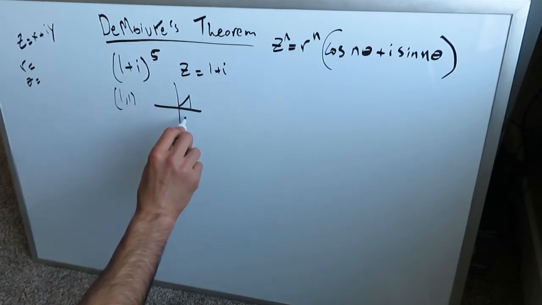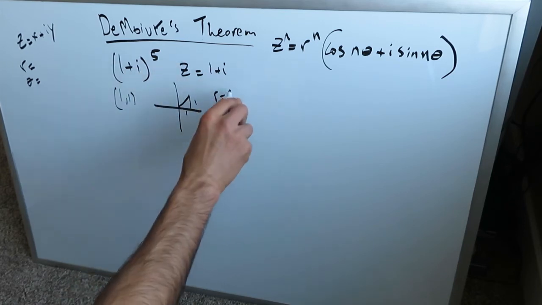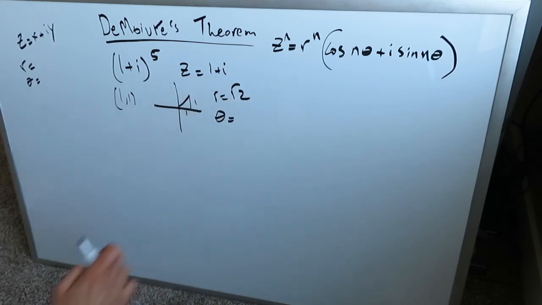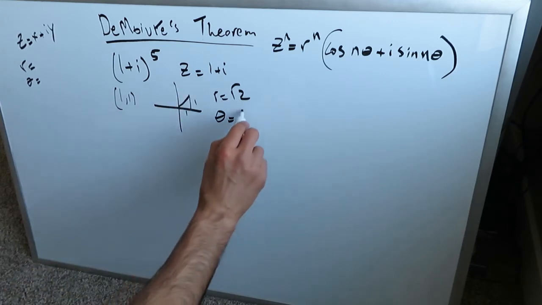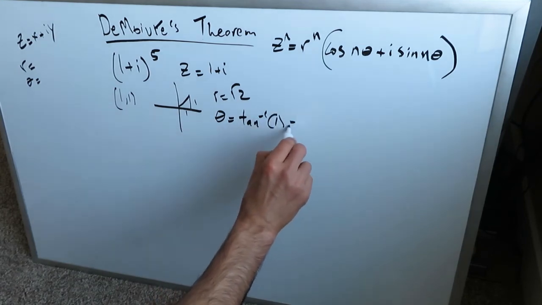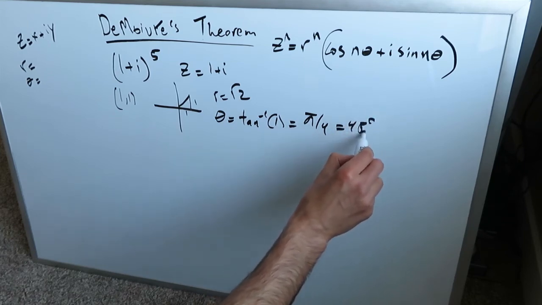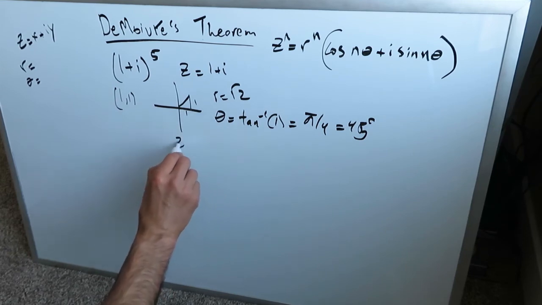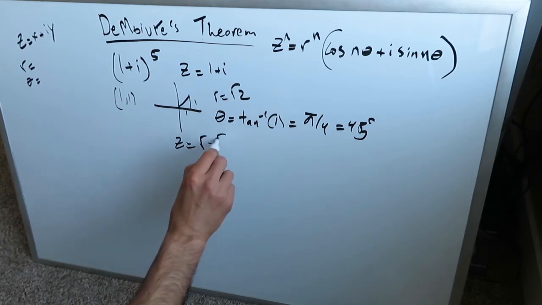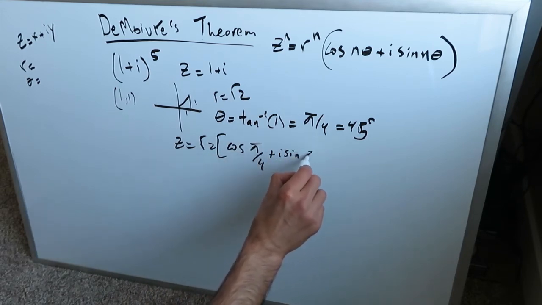You look at it: 1 this way, 1 up, and you know your r is the square root of 1 squared plus 1 squared, which is root 2. You know your tan theta is equal to y over x, or theta is the inverse tan of the y value divided by the x value. 1 divided by 1 is 1, inverse tan of that. Inverse tan 1 is going to give you 45 degrees. 45 degrees is pi over 4, an easy angle. You write this in its polar or trigonometric form. Z is equal to root 2 cosine pi over 4 plus I sine pi over 4.